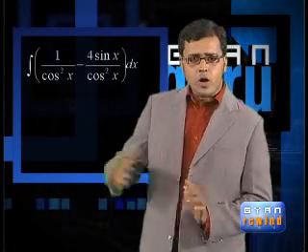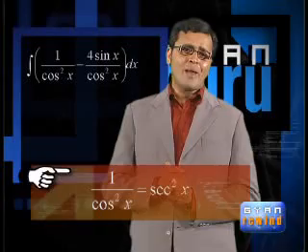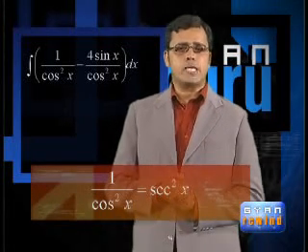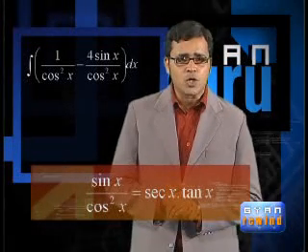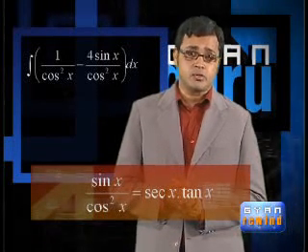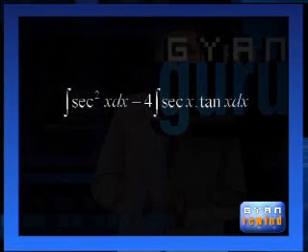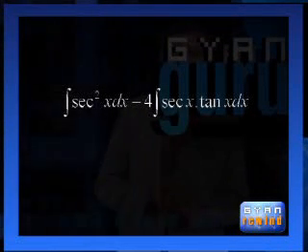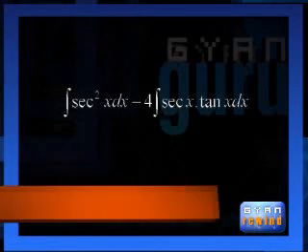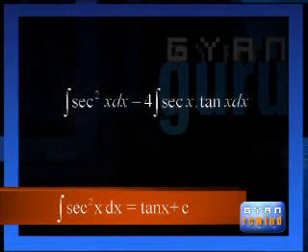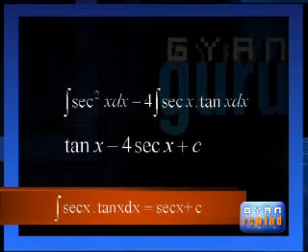Now if you recall your trigonometry, 1 by cos square x is equal to sec square x, and sin x by cos square x is equal to sec x into tan x. So the problem now becomes integral of sec square x dx minus 4 into integral of sec x tan x dx. Now we simply apply the standard formula and get the answer. Tan x minus 4 sec x plus c.